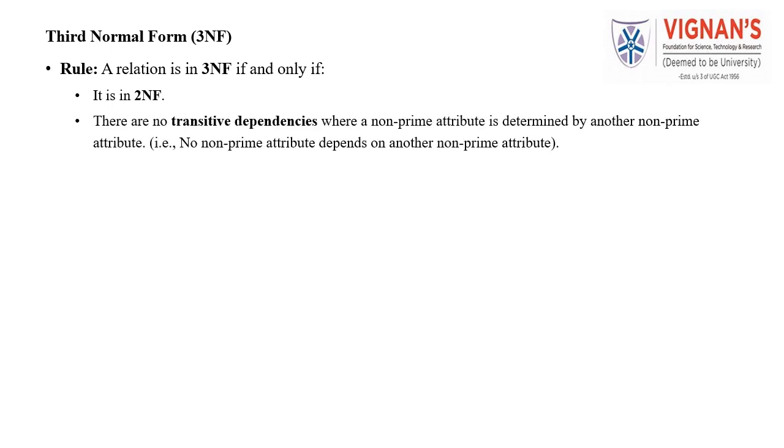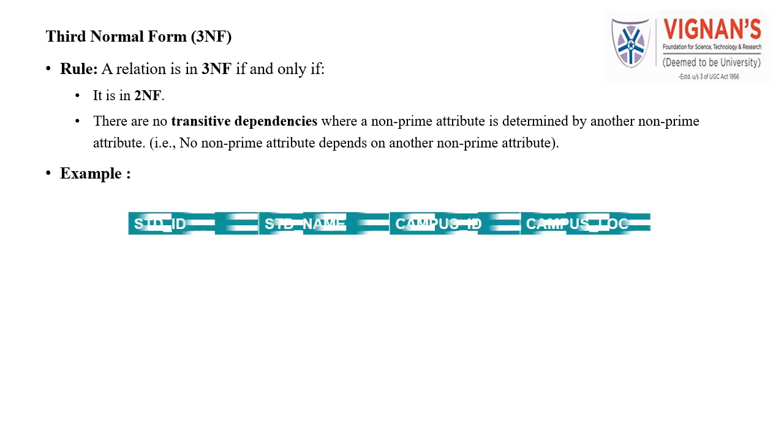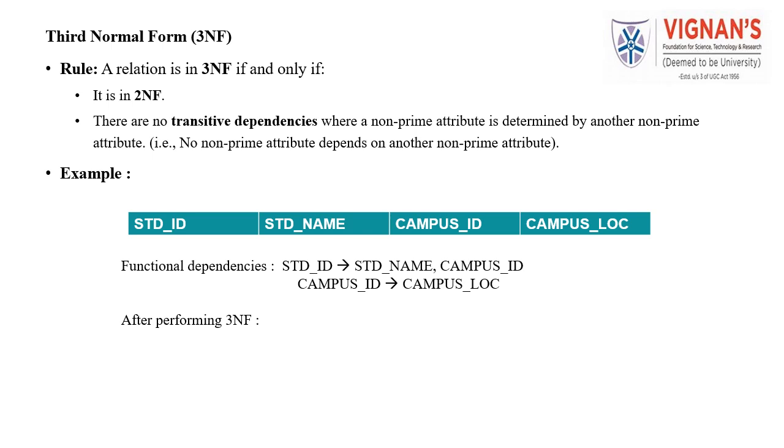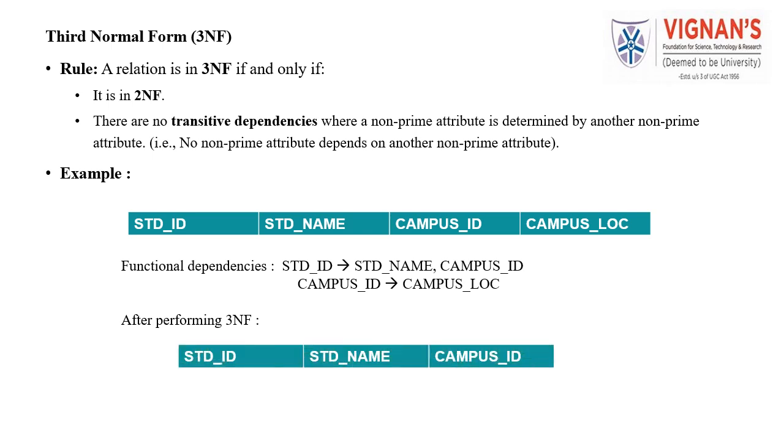It focuses on removing transitive dependency from a table. A relation is said to be in third normal form if the table is already in second normal form. There are no transitive dependencies. This means a non-prime attribute should not depend on another non-prime attribute.